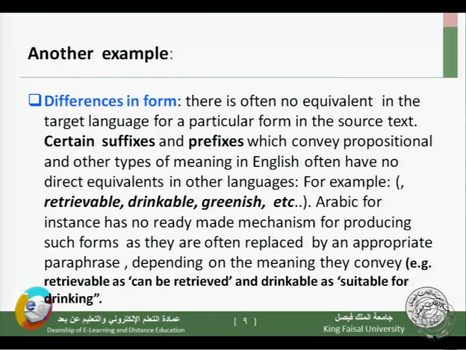Now, what we do in Arabic, retrievable can be retrieved, drinkable as suitable for drinking. Drinkable قابل للشرب أو مناسب للشرب. Retrievable ممكن إعادته. I leave it to you, but this is how we go about translating such terms.